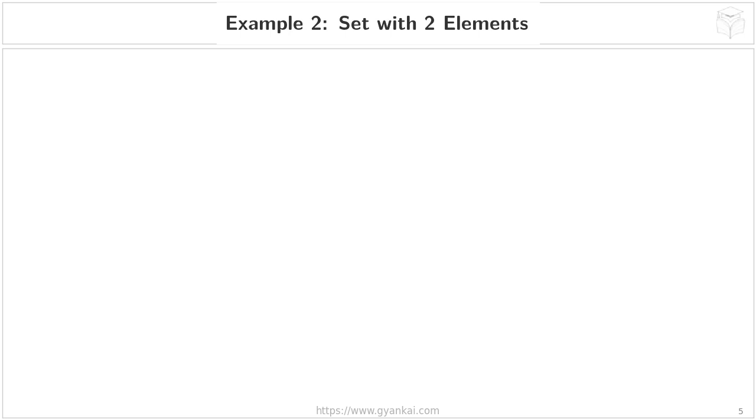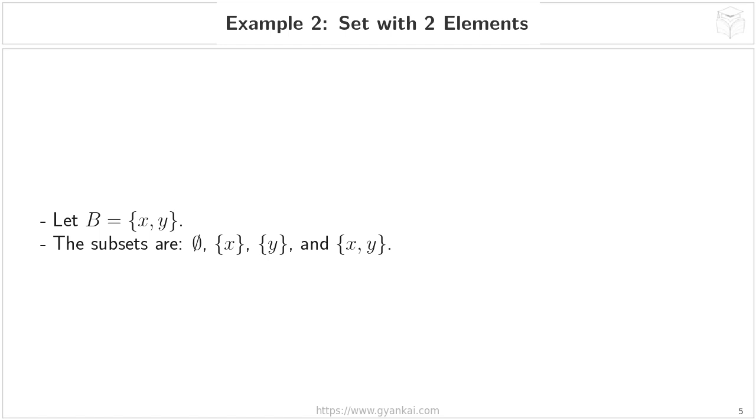Example 2, set with 2 elements. Now on this slide, we have a set named B, and it contains 2 elements, x and y, so we can write it as B equals the set containing x and y. Let's list out all the possible subsets of this set B. Remember, a subset can contain any combination of elements from the original set, including no elements at all.